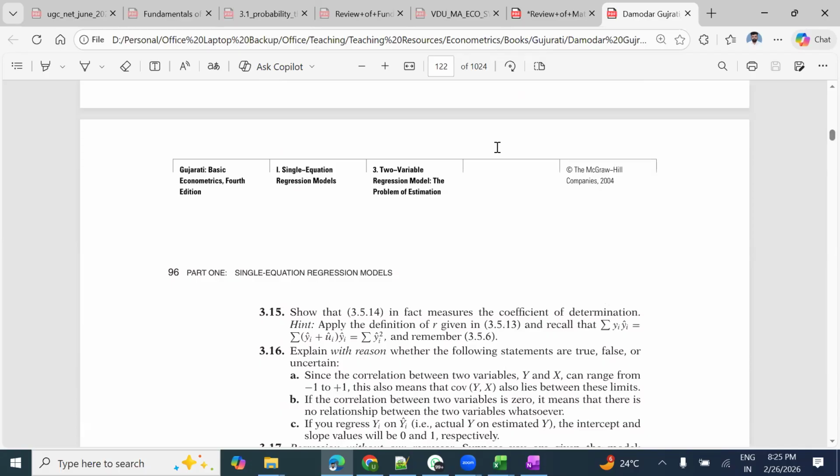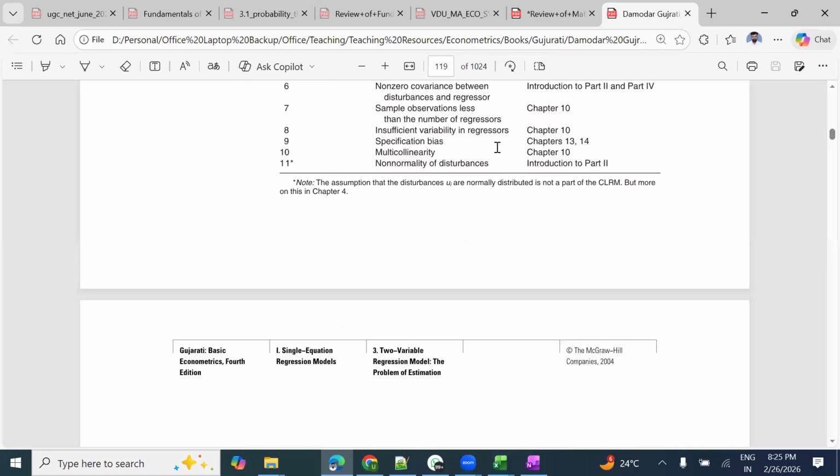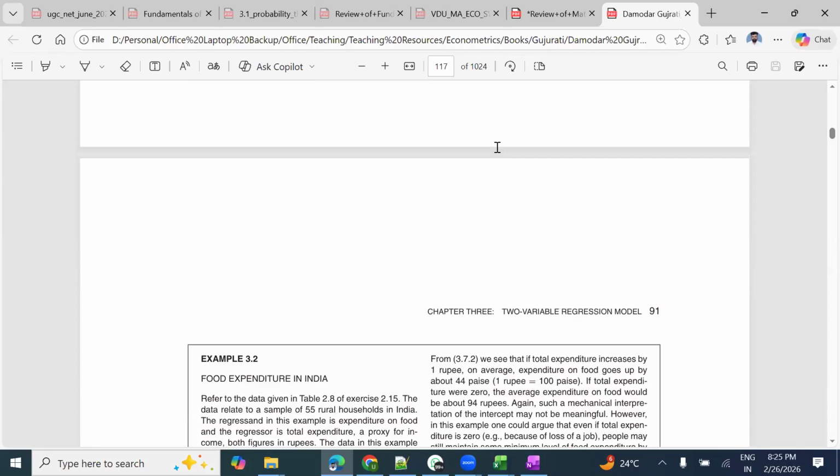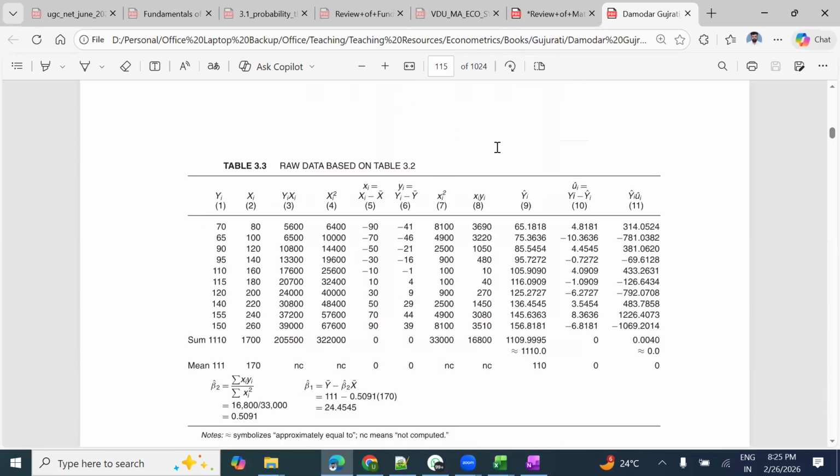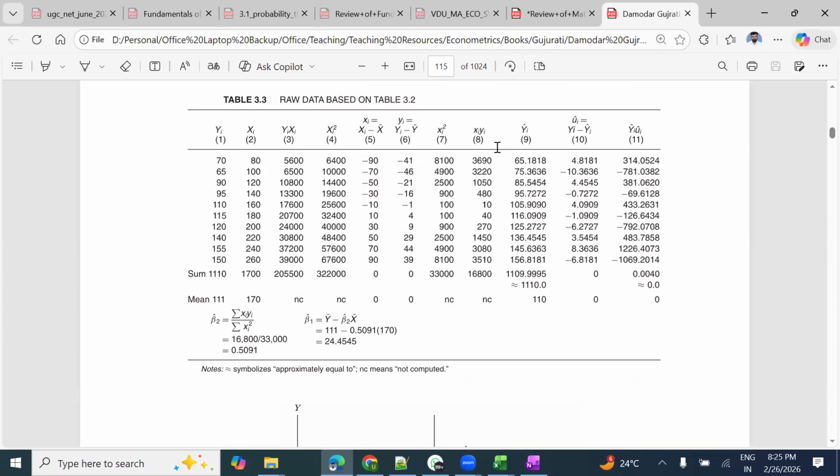I want this chapter and exercise also we will be discussing. Later on I will come to that. You can see this data, madam. Bhakti ma'am. Okay? Yes, sir.